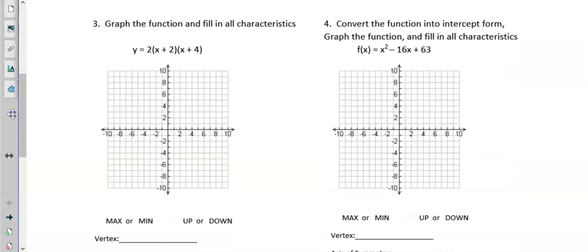Now, this is going to be a little bit longer video just because of all the calculator work, but it will make it easier for you. And if you need to fast forward just to the ones you need, go ahead.